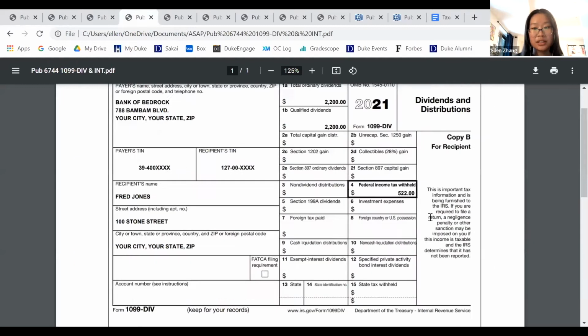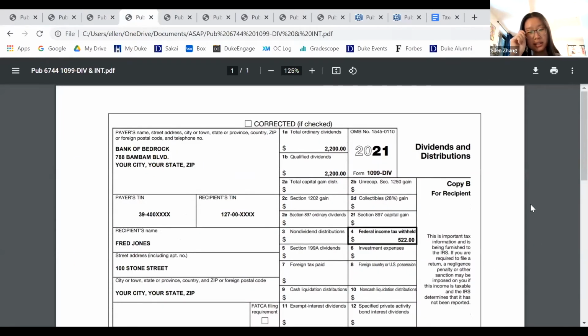Whoops. Here we go. So here is a 1099 DIV. All these wage forms look pretty similar. They are all box-shaped, with little subsets of boxes. It helps to look carefully at what each box means.